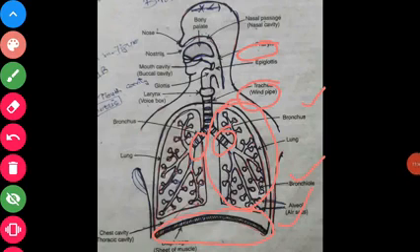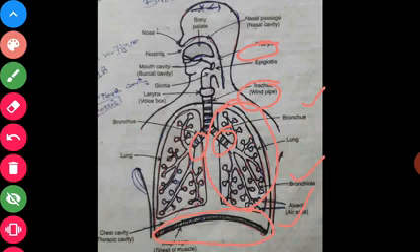Dear students, lungs are the respiratory organ of human beings which are present in the chest cavity. You can see here in the diagram the lungs are enclosed in the rib cage which protects and supports them. The pair of lungs are present on either side of the heart. We can say that the heart is present in between the two lungs. In the chest cavity, below the lungs, is present a dome-shaped muscular sheet.